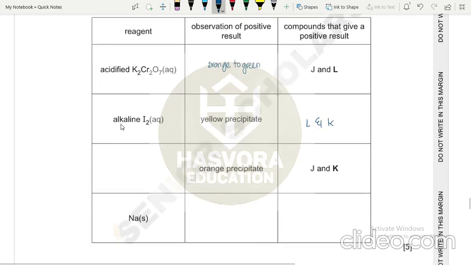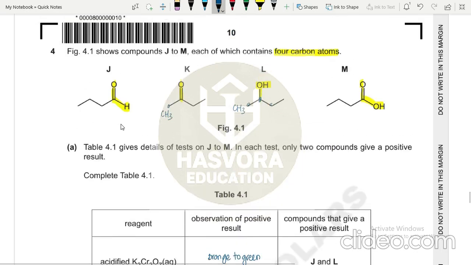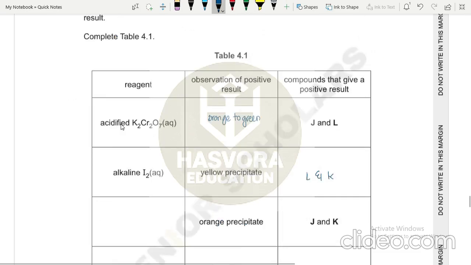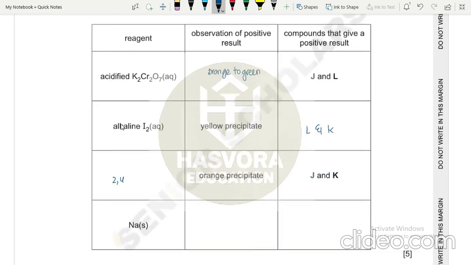Then the orange PPT, we know that orange PPT is formed because of 2,4-DNPH. So J and K. J is the aldehyde, and K is the ketone. So it will be 2,4-DNPH.